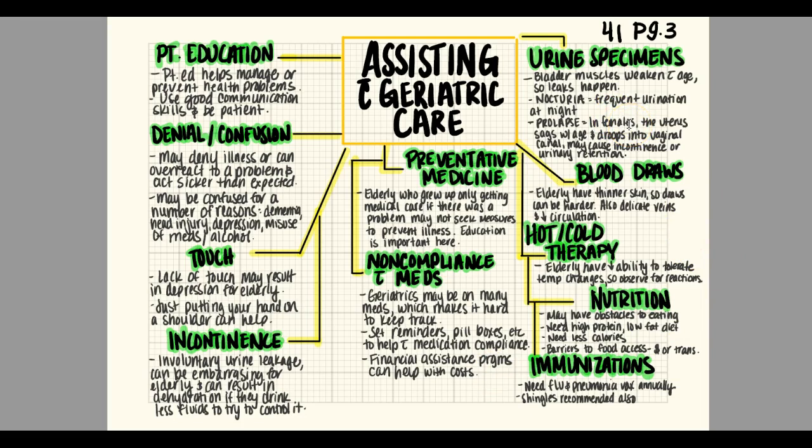Urine specimens: bladder muscles weaken with age, so leaks happen a lot. Nocturia is the frequent need to urinate at night. And in females, something called prolapse happens, where the uterus sags down into the vaginal canal. The uterus starts to sag with age and droops down into the vaginal canal, and that sometimes can cause incontinence or urinary retention as well.